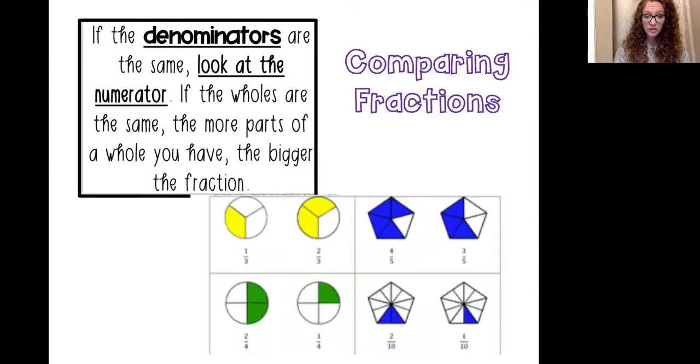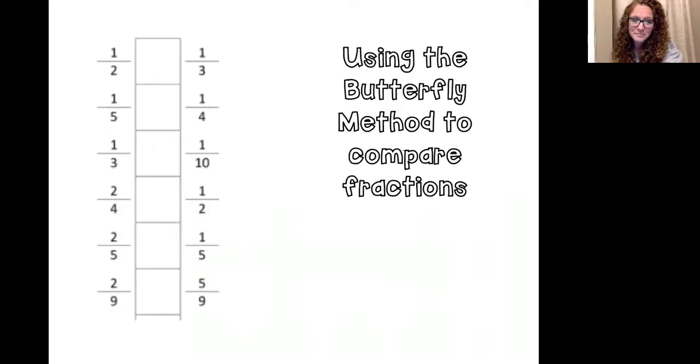If the denominators are the same, we can look at the numerator. Look at these pictures down here. 1/3 and 2/3, as demonstrated by the yellow circles, I can tell automatically that 2/3 is greater because it takes up more space, and 1/3 is smaller because it's taking up less space.